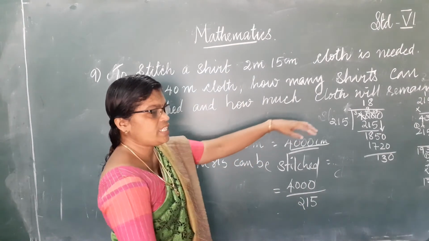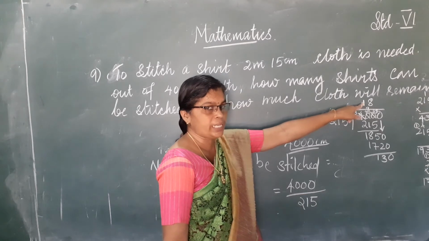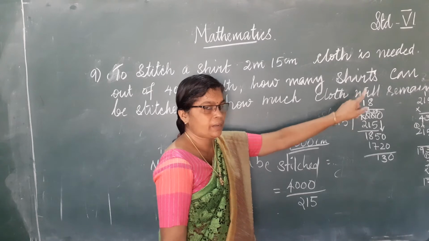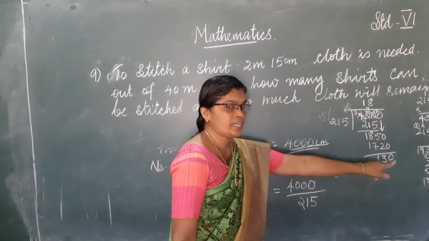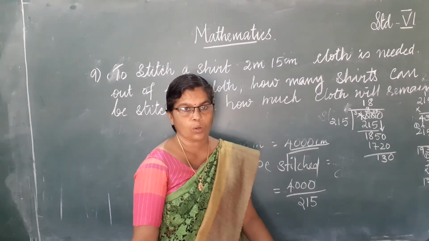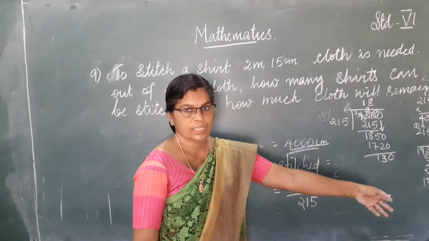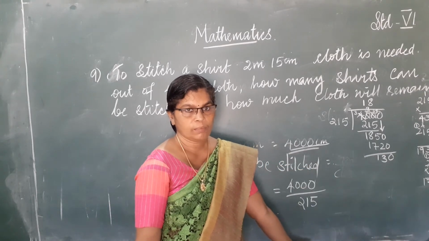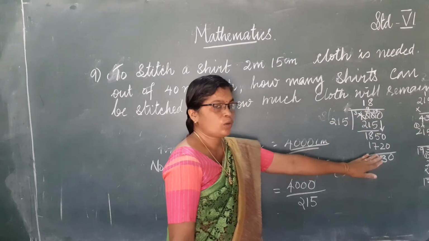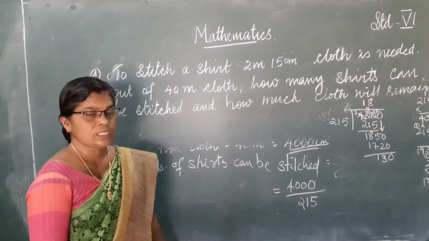Right? So how many shirts can be stitched? We can stitch 18 shirts completely, and the remaining cloth is 130 centimeter. What is the remainder? That will be the remaining cloth. We cannot take one more 215. That means 19 shirts we cannot make. We can make only 18 shirts. Then the remaining cloth is the balance cloth, that is 130 centimeter.